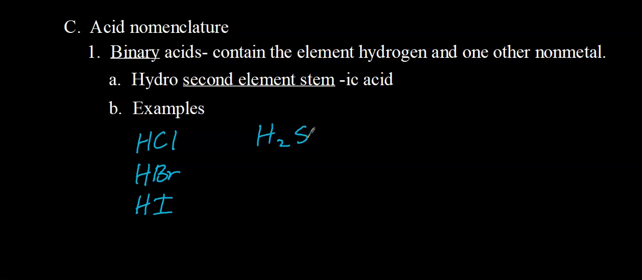Be careful with this one. This is binary, so we've got to start with the prefix hydro. It doesn't matter that there are 2 hydrogens. Still name it the same way. Hydro, this time it's the whole name of the second element. Hydrosulfuric acid. So it's not hydrosulfic. Don't take off the ic. Hydrosulfuric acid. Not to be confused with sulfuric acid. How about that one? Hydroselenic acid.